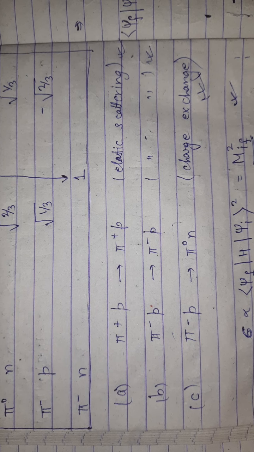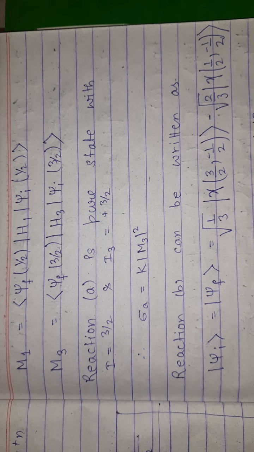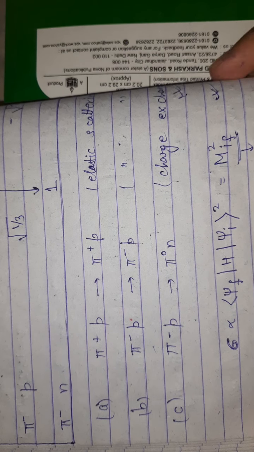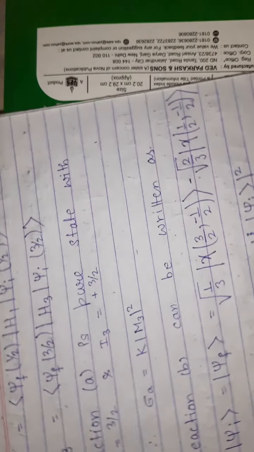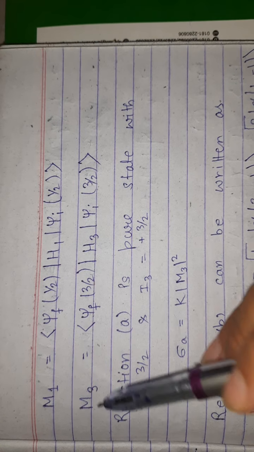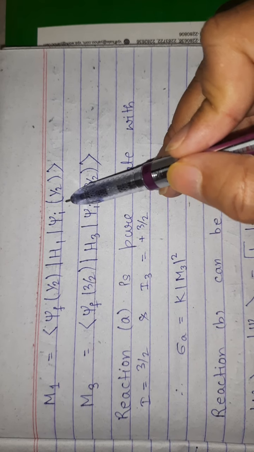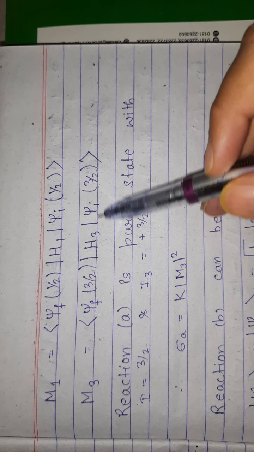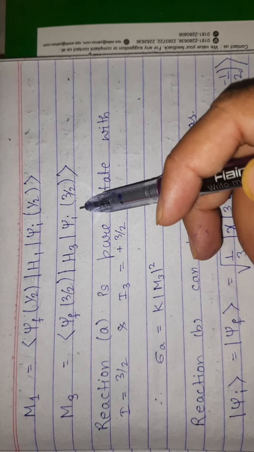Okay, so moving on, remember those three equations. These three equations are very important, and I will be using these three scattering equations. So please remember these or write them somewhere. Now we introduce amplitude M1 as psi final of half H1 psi initial of half, and M3 as psi final of 3 by 2 H3 psi initial of 3 by 2. This is psi final, this is psi initial.